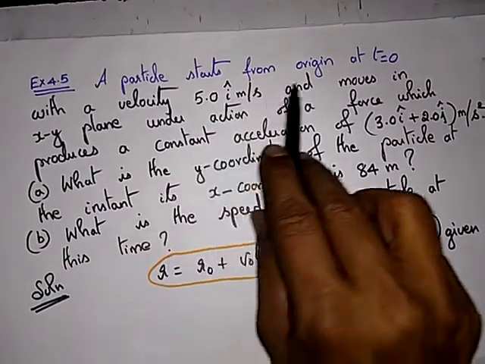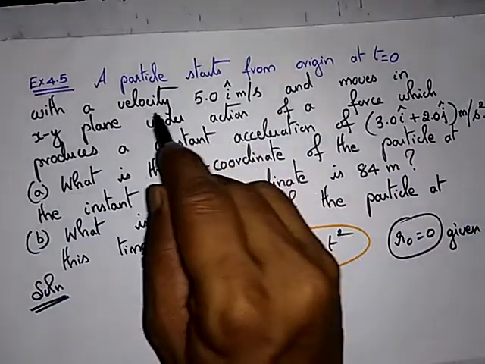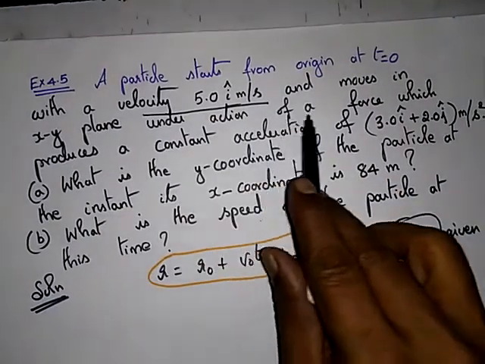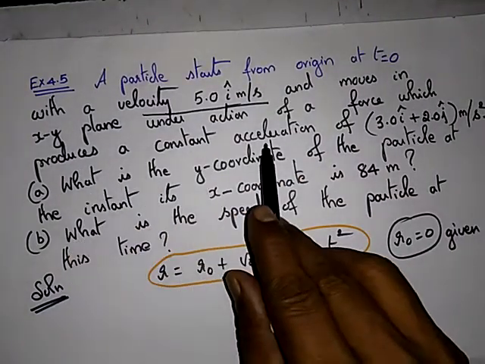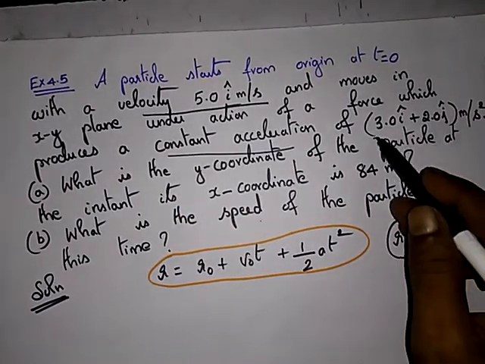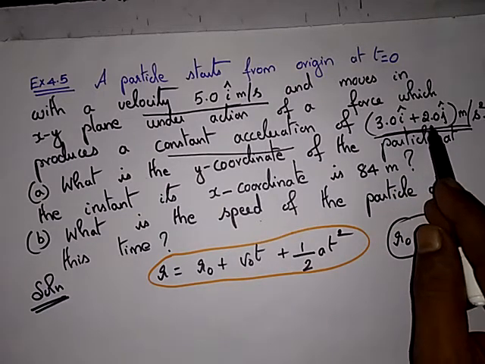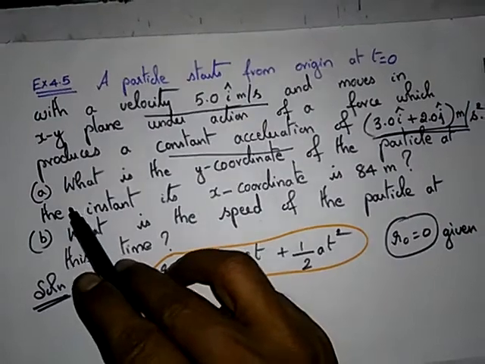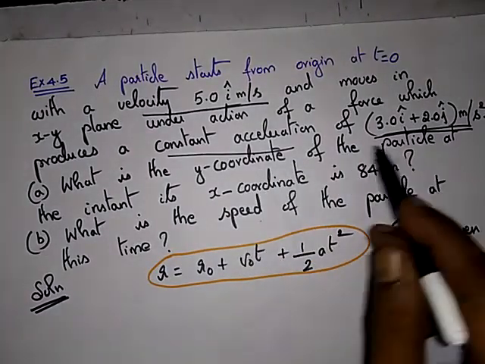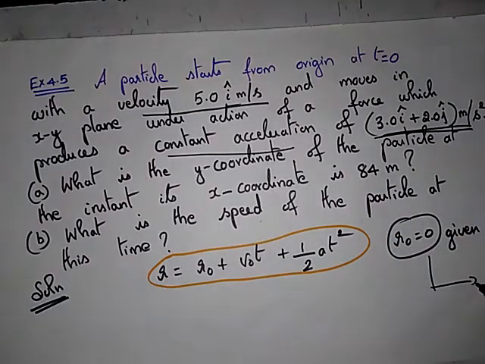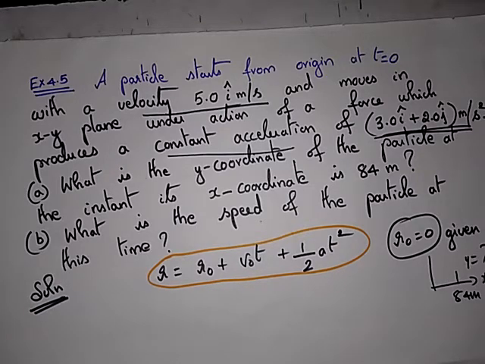A particle starts from origin at t equal to 0 with a velocity. So velocity is given and it is in the i direction, and it moves in the xy plane under the action of a force which produces a constant acceleration. So acceleration is also given. Acceleration is 3.0 i cap plus 2.0 j cap meters per second square. What is the y coordinate of the particle at the instant its x coordinate is 84? That means when x is at 84 meters, what is the y value? That is one question. Then what is the speed of the particle at this time?